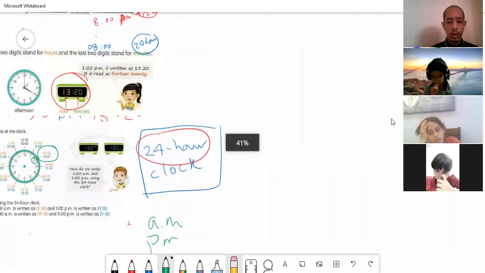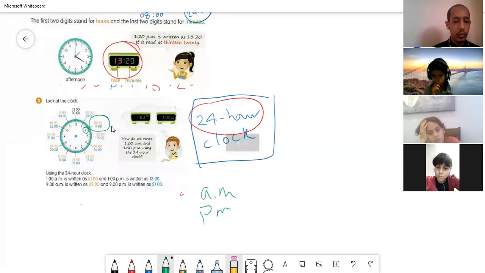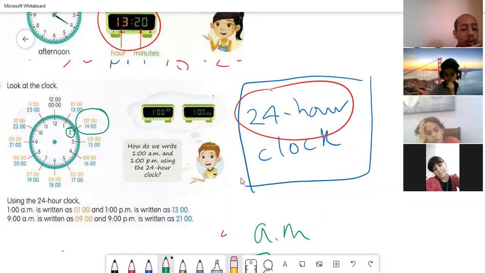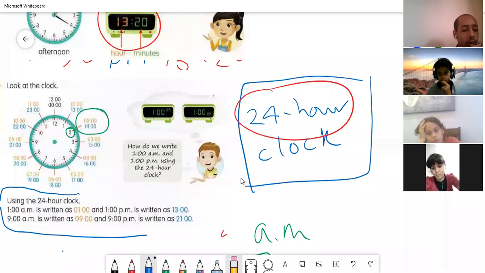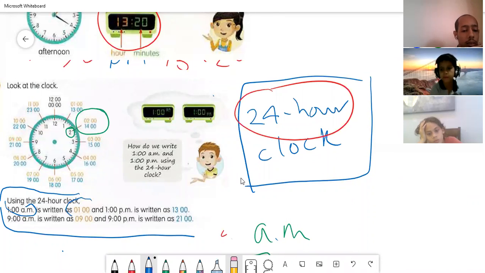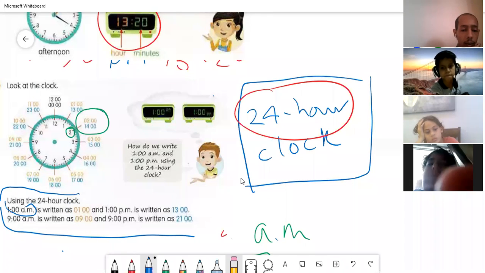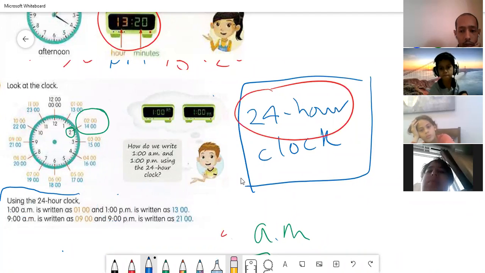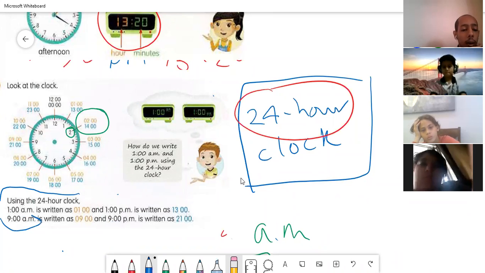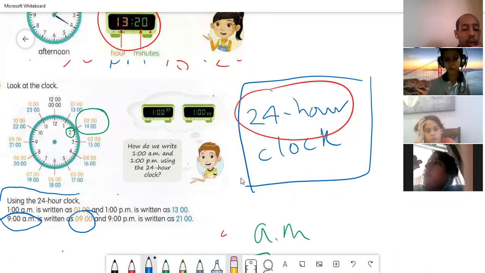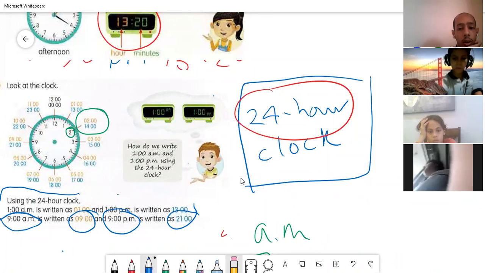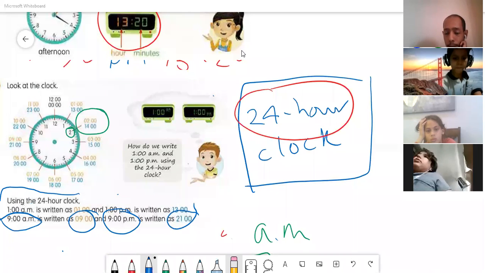Guys, we have only 3 minutes, then this meeting will end. So I think we can continue next class, but let me finish this quickly. So using the 24 hours, 1 a.m. is written as 100, and 1 p.m. is written as 13. Clear? What about 9 a.m.? It is written as 9 in the 24-hour clock, and 9 p.m. is written as 21 in the 24-hour clock.